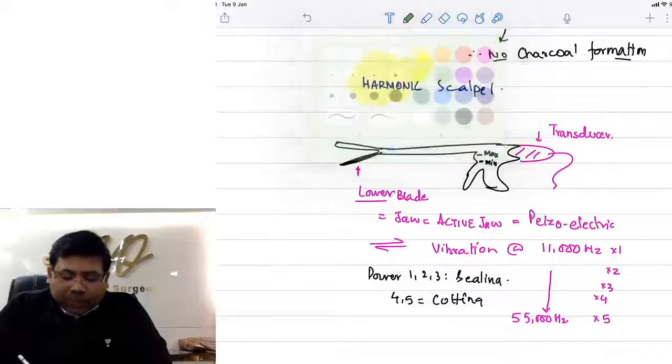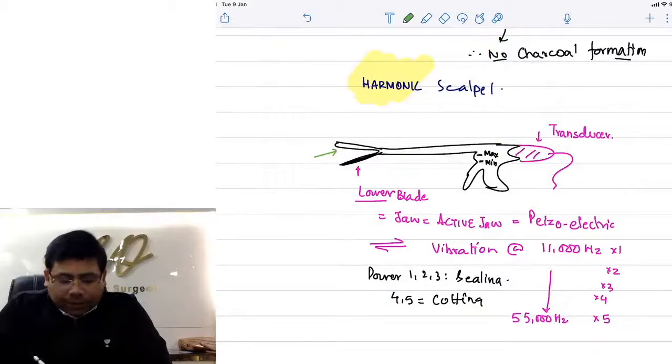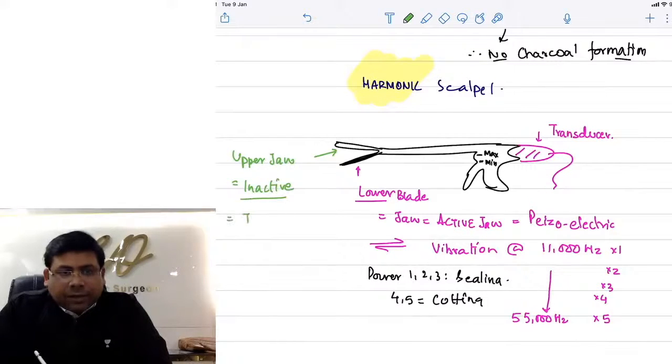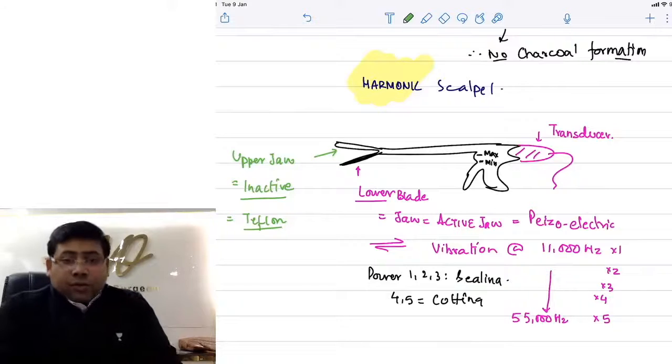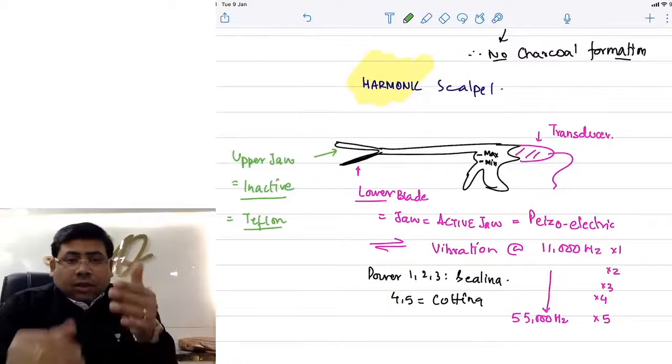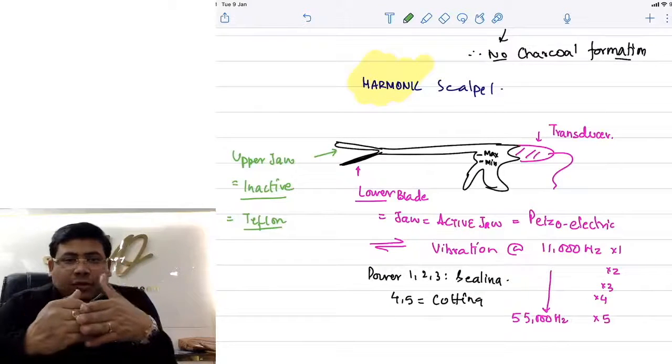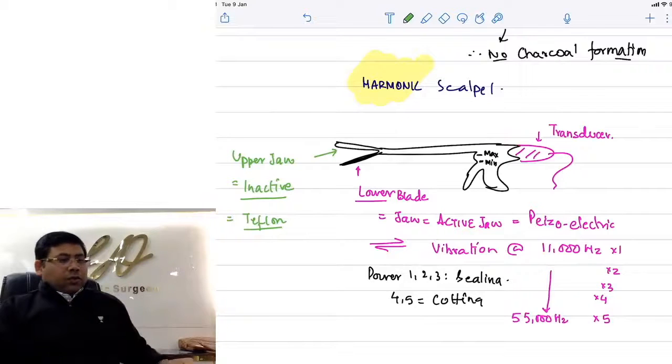If you see the upper jaw, the upper jaw is the inactive jaw. This is the inactive jaw. And always remember, this is made up of Teflon. And what is the beauty of this jaw? This will not allow the tissues to get damaged by the passing of the what? Vibration.